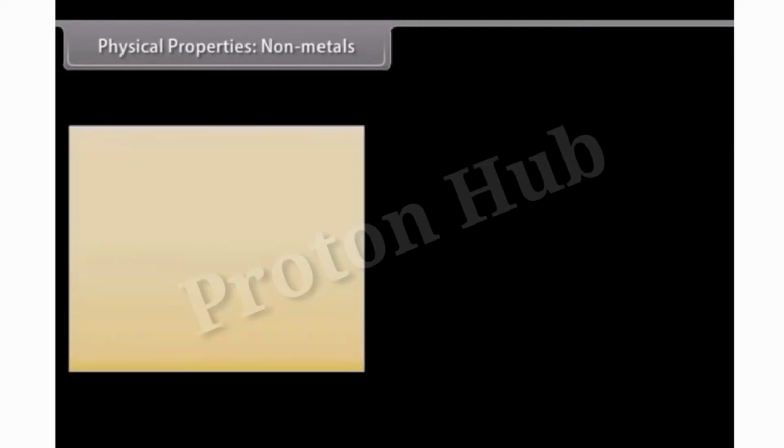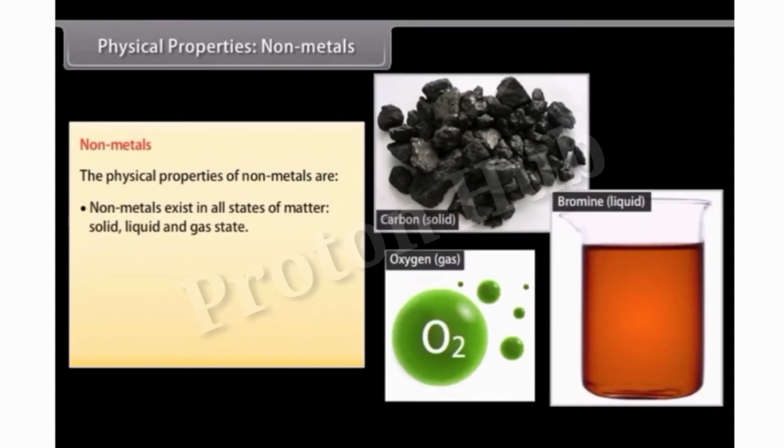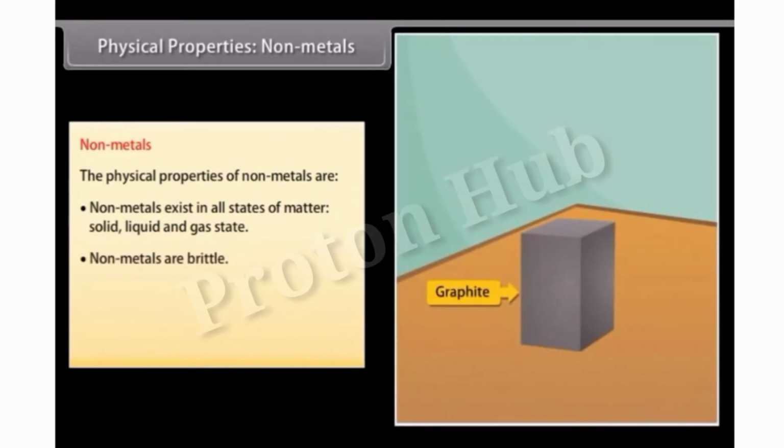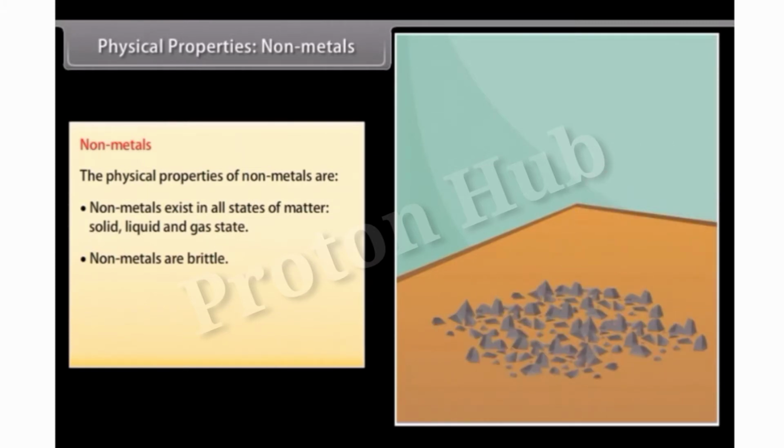Physical properties. Nonmetals. Let us now look at the physical properties of nonmetals. Physical state. Nonmetals exist as solid, liquid, or gas at room temperature. Gas: oxygen, chlorine, fluorine. Liquid: bromine, and solid: carbon. Non-malleable and non-ductile. Nonmetals are brittle and cannot be rolled into wires or beaten into sheets.